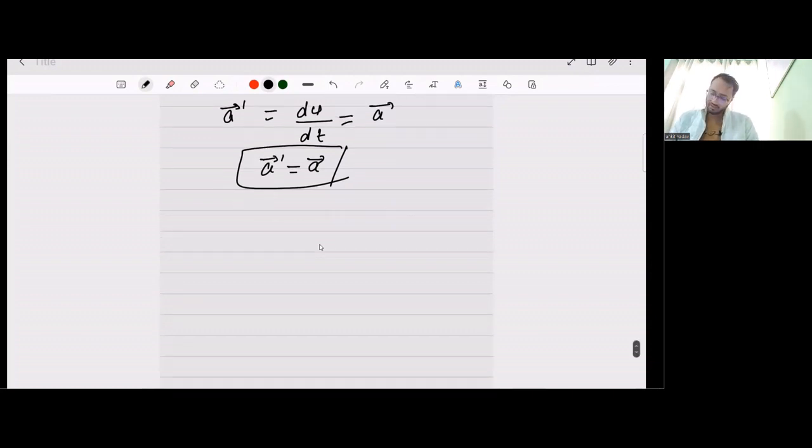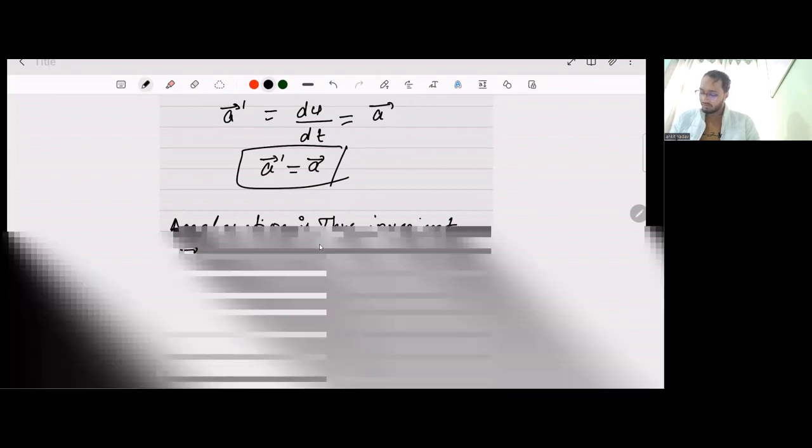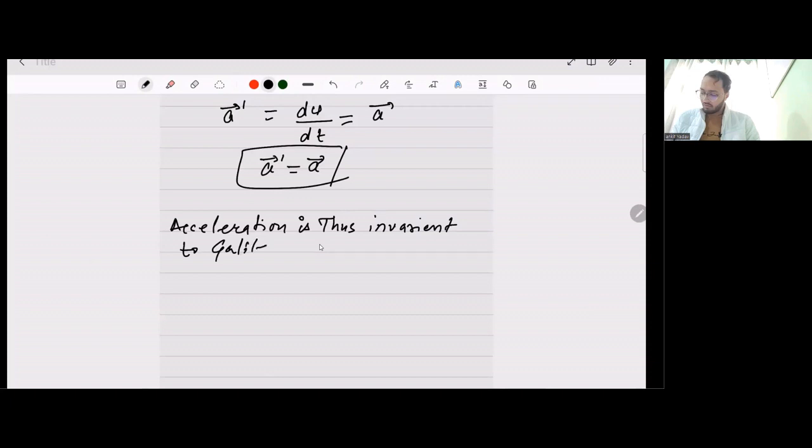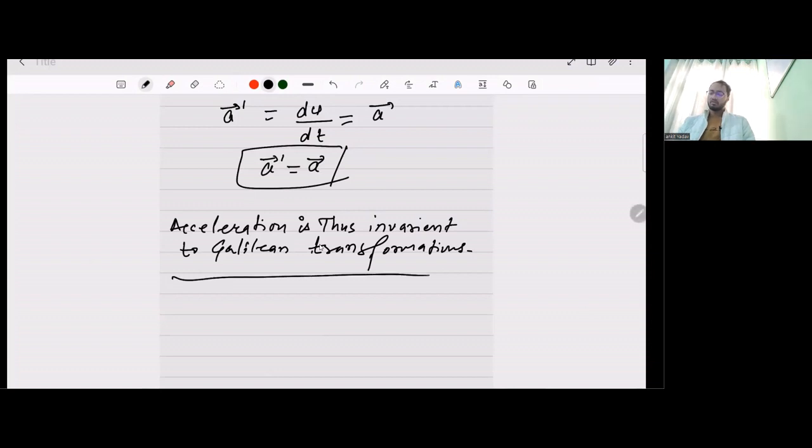Okay. So we can write that acceleration is thus invariant to Galilean transformations. Acceleration is thus invariant to Galilean transformations. This is what we have now.